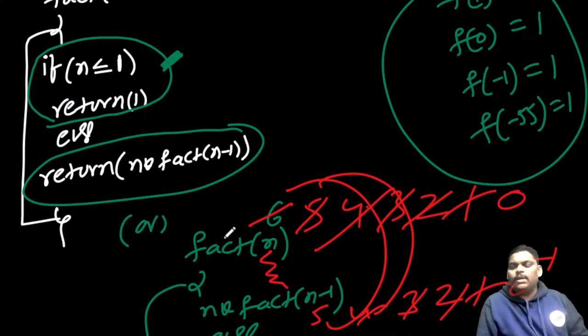If part, else part. You have to write the if first to check termination. If termination is working, don't go to the else part. If termination is not working, then go to the else part. If you swap it, the function keeps calling every time because you are not checking.